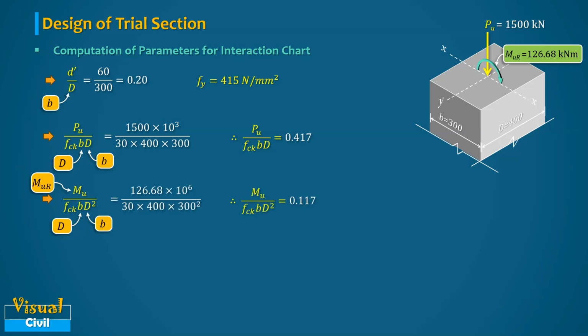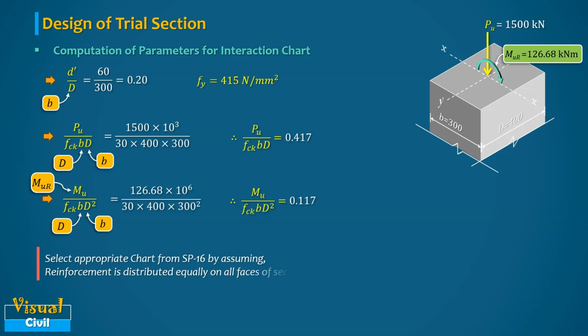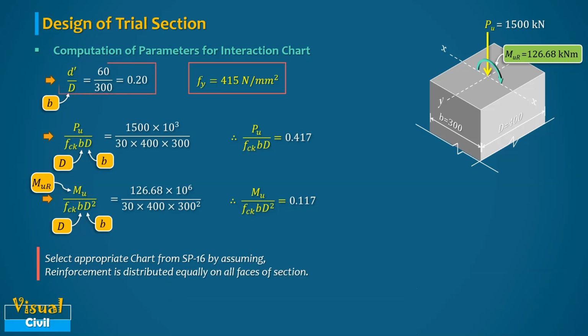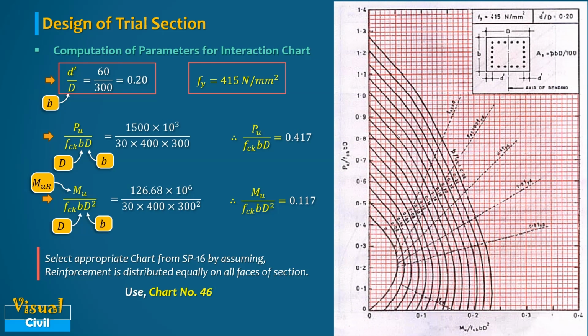Now select the appropriate interaction chart from SP16 by assuming reinforcement is distributed equally on all four faces of the column, fy equal to 415 Newton per mm square, and d dash by D equal to 0.20. For this, we have chart number 45. For more details about interaction charts and how to use them for the reinforcement calculation, please refer to the earlier video on design of a column with uniaxial moment. The link is given in the description.